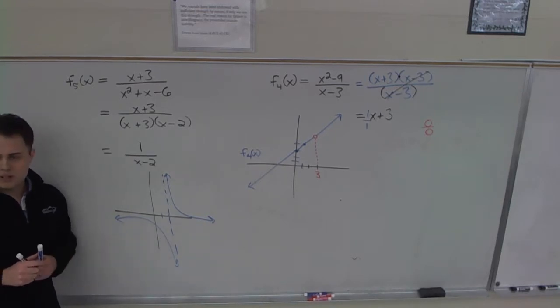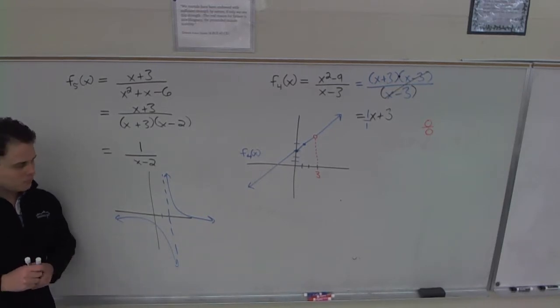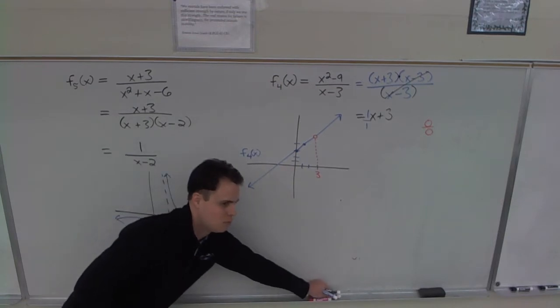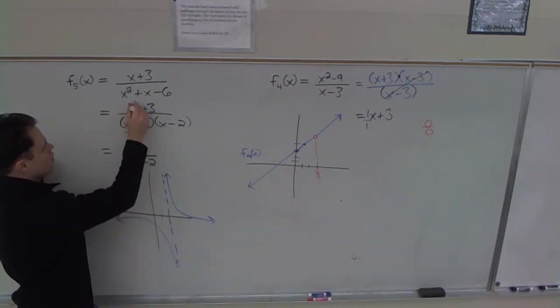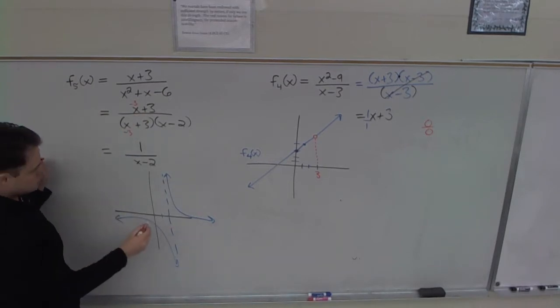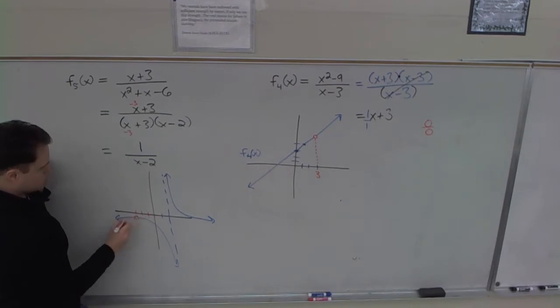But there's something special on this. There's a hole from that cancellation. Where? Negative 3. If you put negative 3 here and here, you get 0 over 0. So at negative 3, there's going to be a little hole.